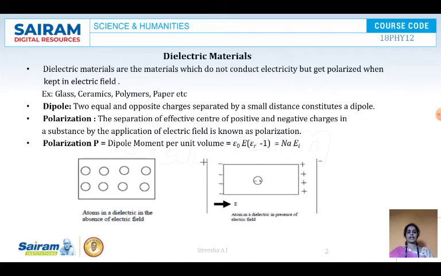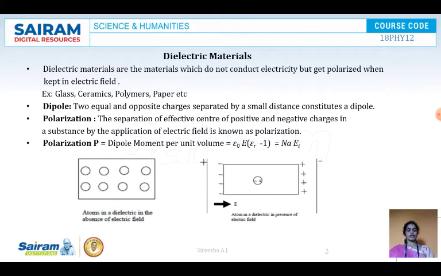You can see in the diagram over here, when the positive and negative charges are separated by a distance, it is nothing but a dipole. Now, what is meant by polarization? What is this polarization when dielectrics are kept in an electric field? Polarization is nothing but the separation of effective centers of positive and negative charges in a substance by the application of an electric field.